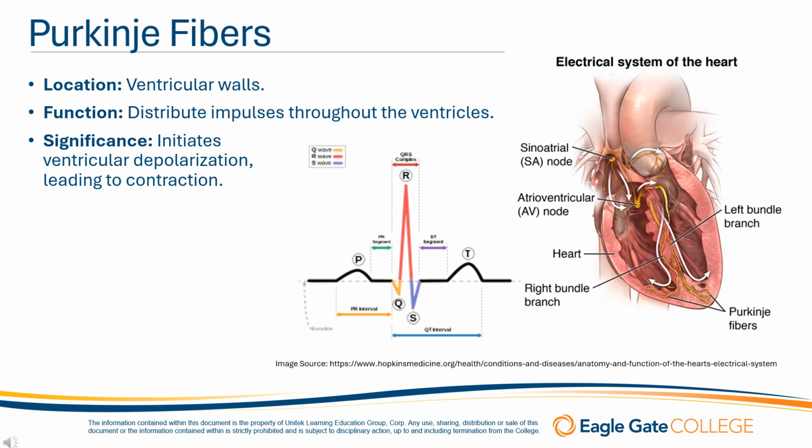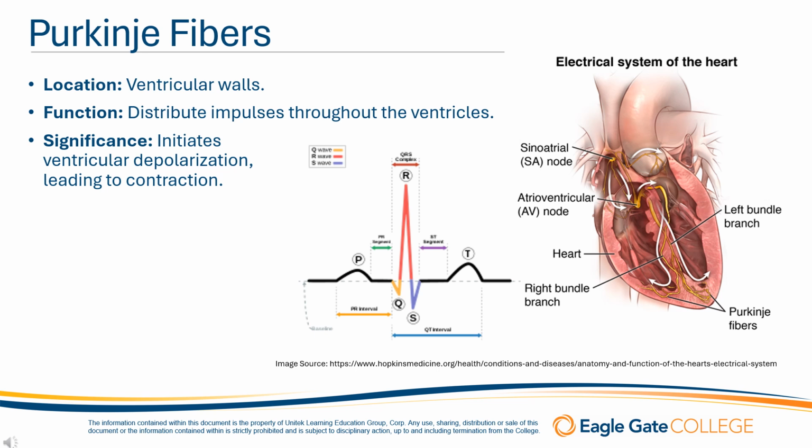When the Purkinje fibers distribute the electrical impulse throughout the ventricles, they cause the ventricular muscle cells to depolarize and contract. This coordinated depolarization and contraction is vital for maintaining an effective and synchronized heartbeat.